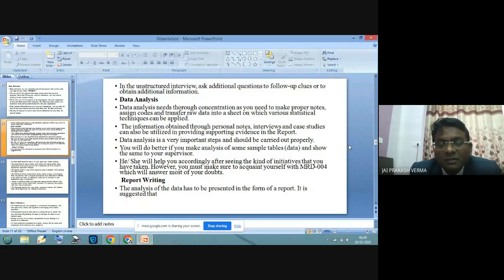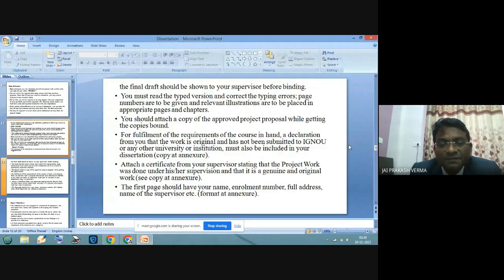The next part is report writing. The analysis of the data has to be presented in the form of a report. It is suggested that the final draft should be shown to your supervisor before binding. So please pay attention that before the binding you must show your report to your supervisor.